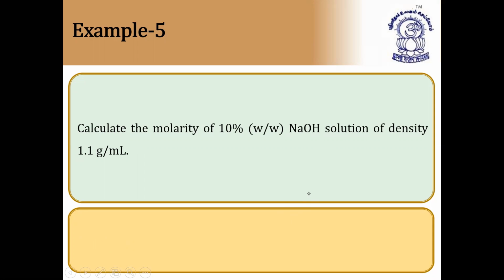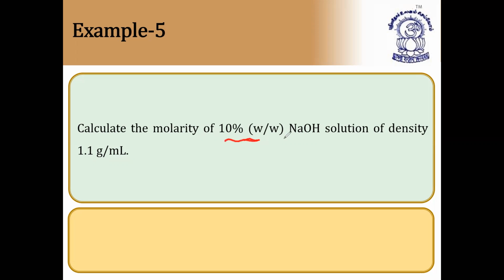Density is given, 10% weight by weight solution. Molarity you have to find. So weight by weight means you can find molality first. Write down here: 10% weight by weight means 10 grams is dissolved in 90 grams, so total 100 grams of solution.